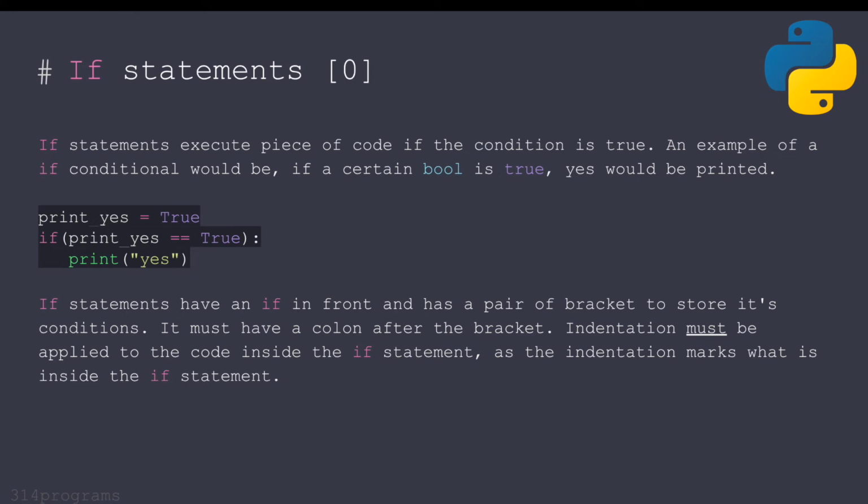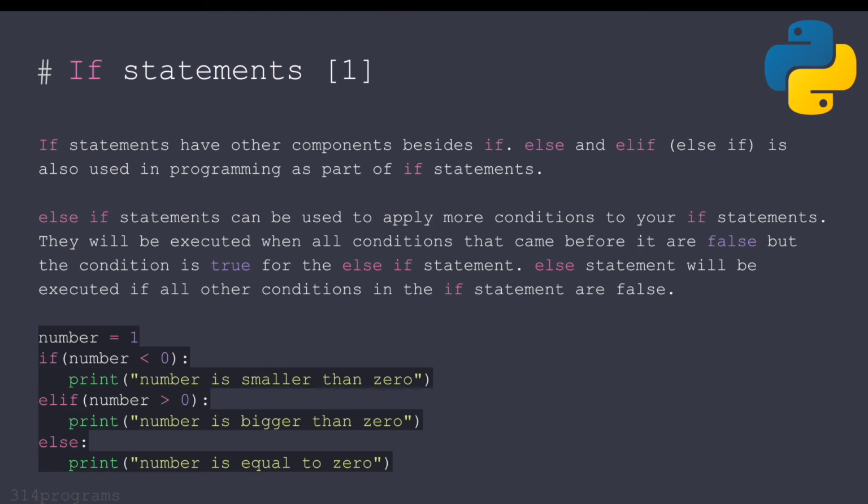As shown in the code, if statements have an if in front and have a pair of brackets to store its conditions. It must have a colon after the bracket. Indentation must be applied to the code inside the if statement, as the indentation marks what is inside the if statement. If statements have other components besides if.